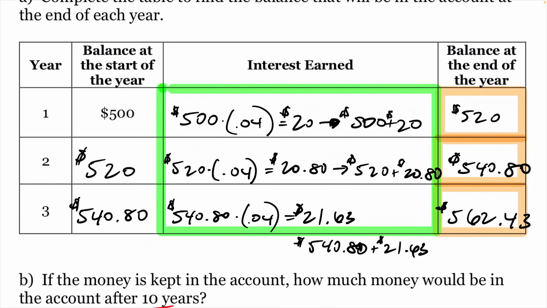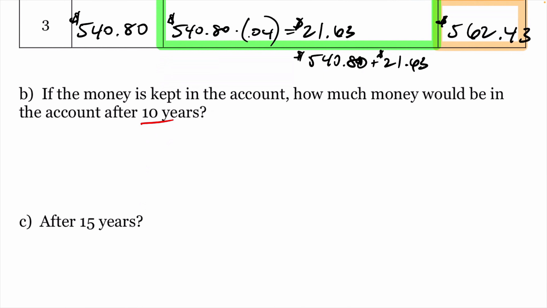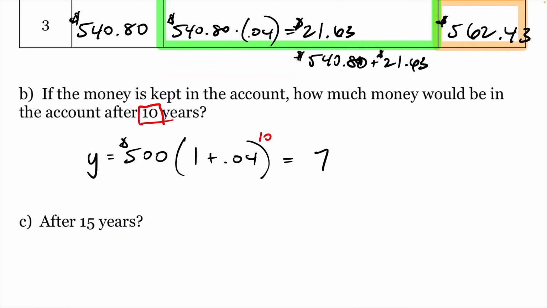Okay? So now, how much is he going to have in 10 years? Yep. Y equals starting amount, $500, 1 plus 0.04, and then this is going to be 10 now. So we put it into our calculator, 500 parentheses, 1 plus 0.04, close parentheses, to the 10 power. $740.12.